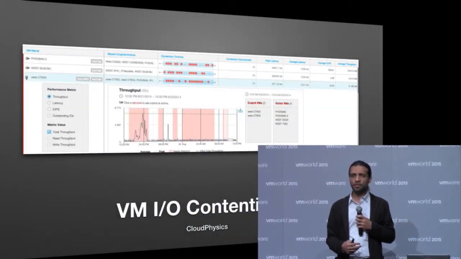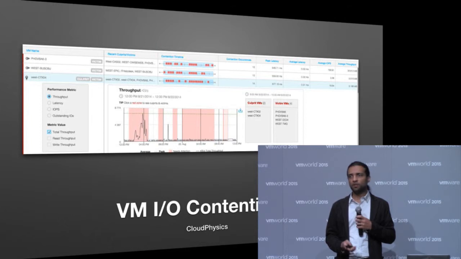VMIO contentions. Now, the classic way of looking at storage performance is to look at charts, to look at latency. And we've already talked about how latency is not necessarily the best metric to look at, although we always think latency is better than IOPS. Well, it is, but it can fool you unless you have access to something like vSCSI stats.